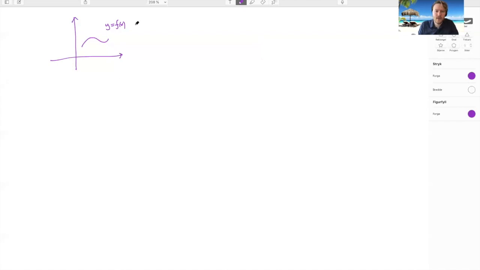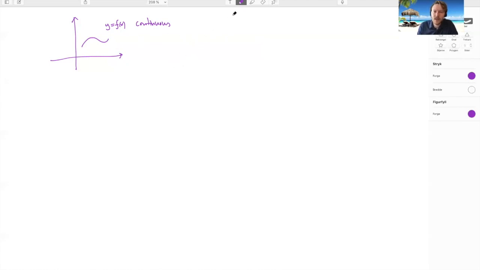So if a function like this is continuous, or you could call it smooth, but that's a bit wrong too, because smooth means that it has no spikes. So a continuous function can have spikes. It can be a bit like this. But anyway, if you have a continuous function, what can you do?